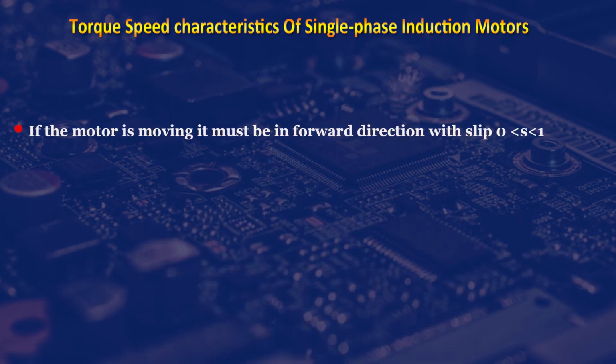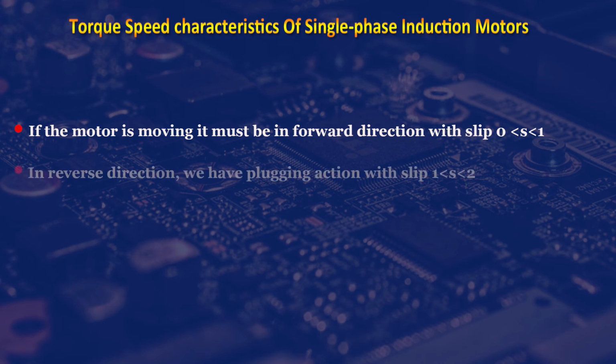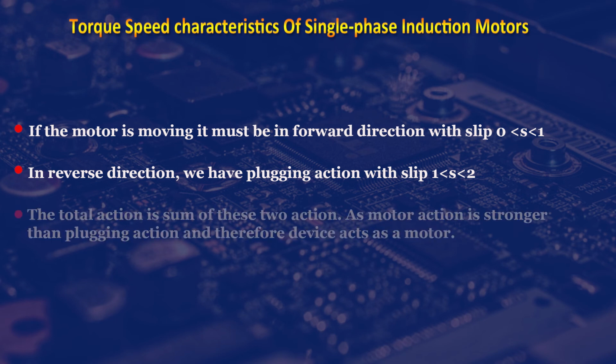If the motor is moving, it must be moving in the forward direction with the slip from 0 to 1. If it is moving in the reverse direction, we have a plugging action with the slip varying from 1 to 2. The total action is the sum of both actions, and as the motor action is stronger than the plugging action, this device acts as a motor.